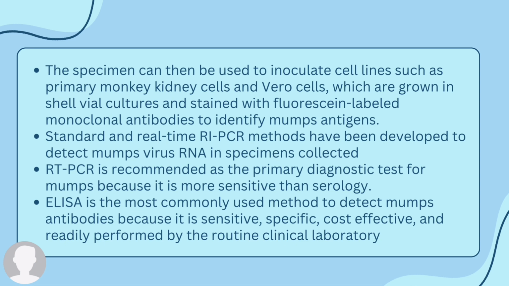RT-PCR is recommended as the primary diagnostic test for mumps because it is more sensitive than serology. The ELISA technique is the most commonly used method to detect mumps antibodies because it is sensitive, specific, cost-effective, and readily performed by the routine clinical laboratory.